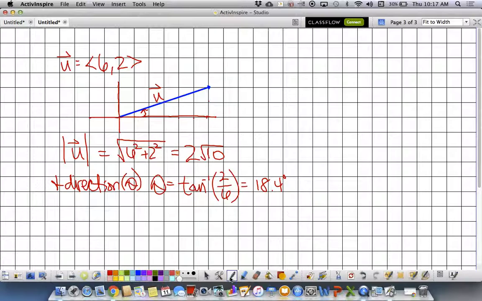No, it's going to go over. That's how you're going to know it's in the second quadrant. If it's in the second quadrant and you get 18.4, you need to use 180. Do I have to memorize? Yes. You need to know that tangent theta equals y over x.